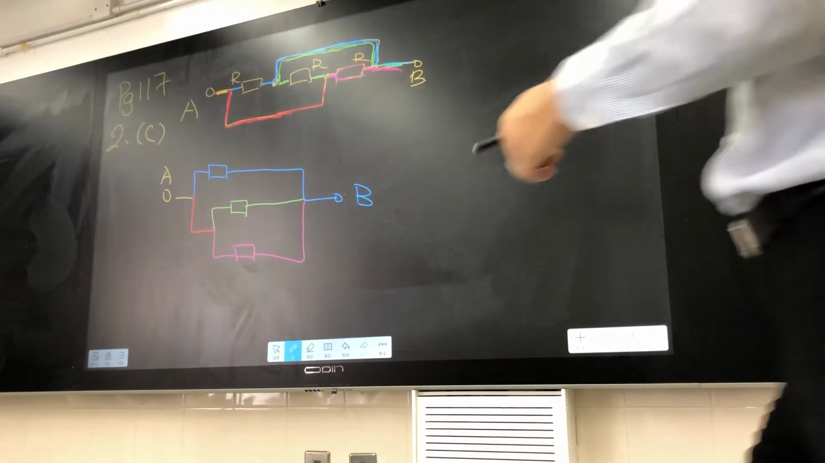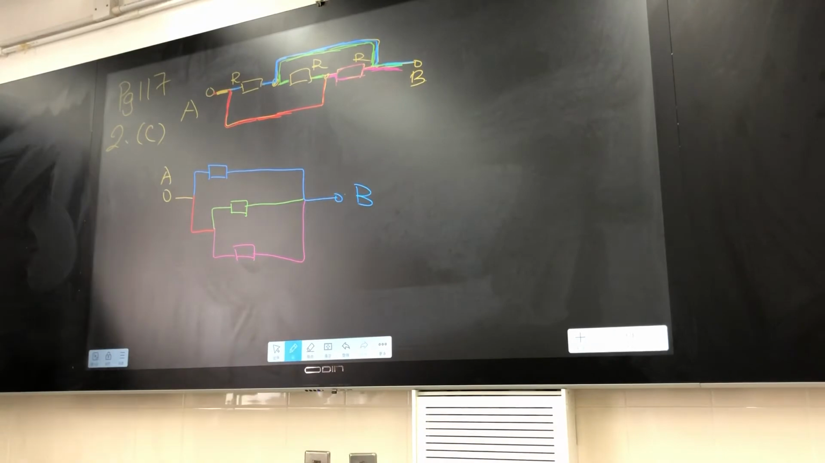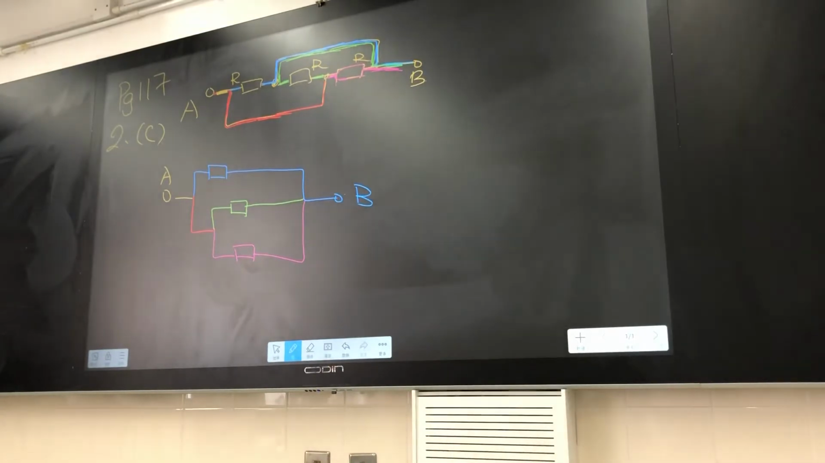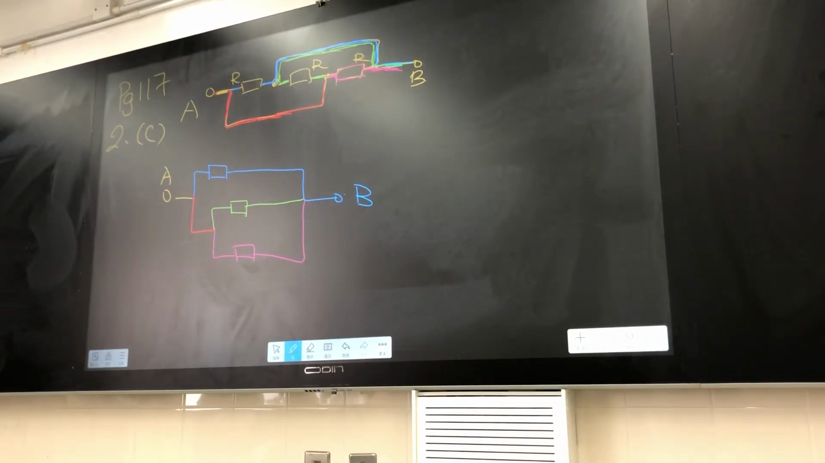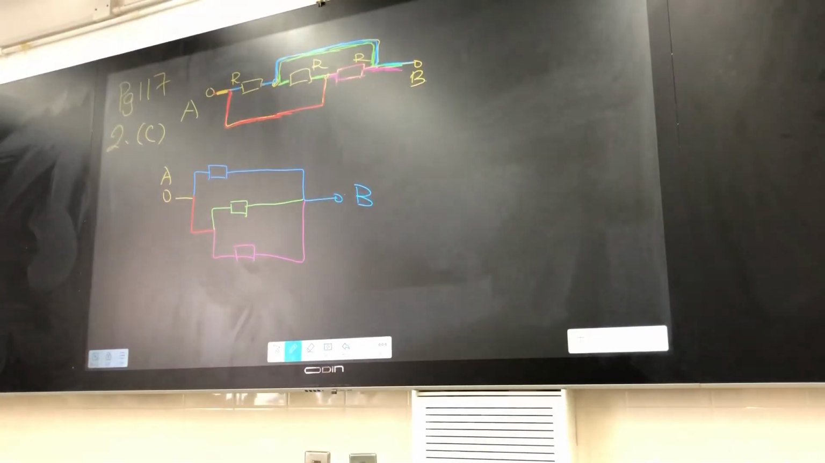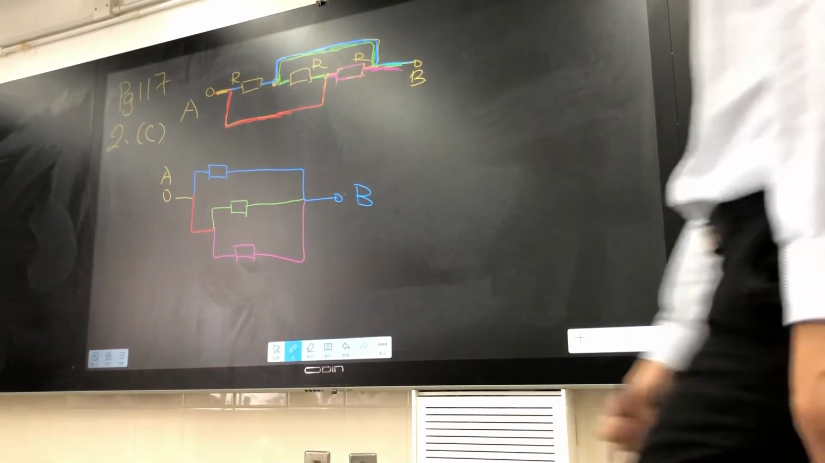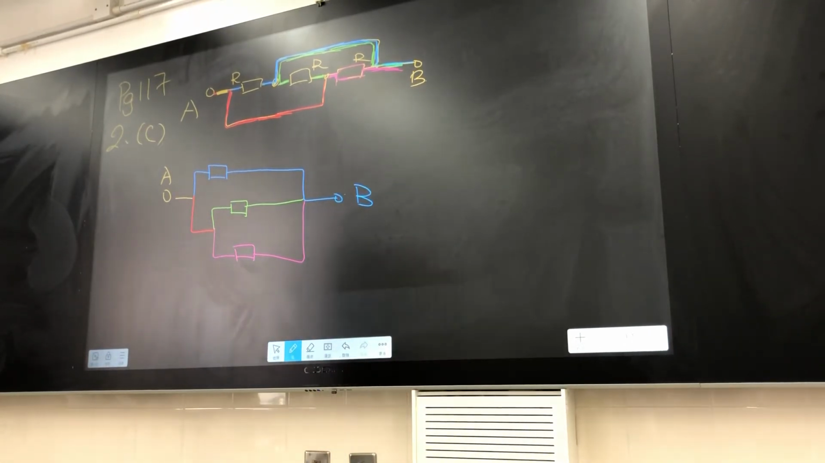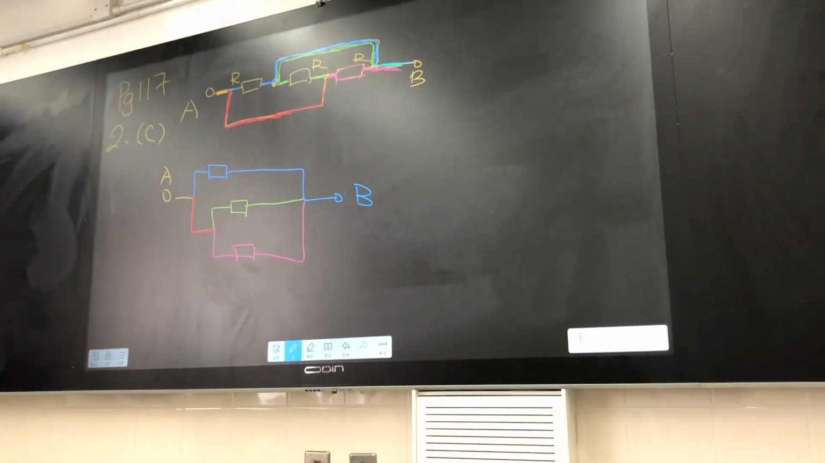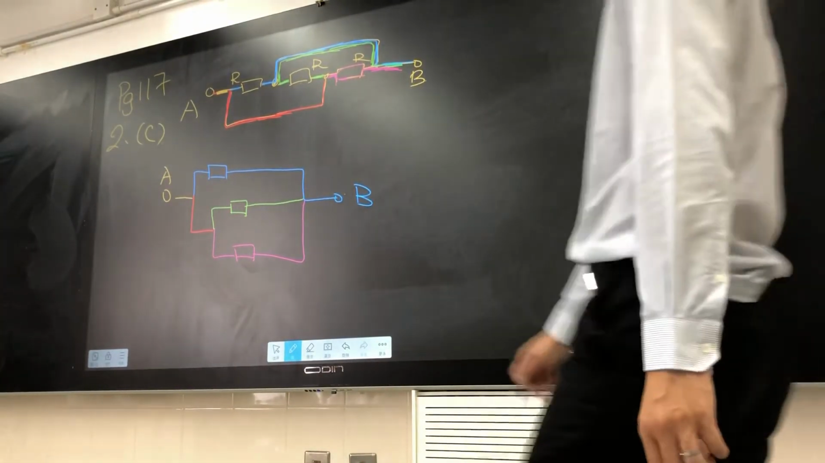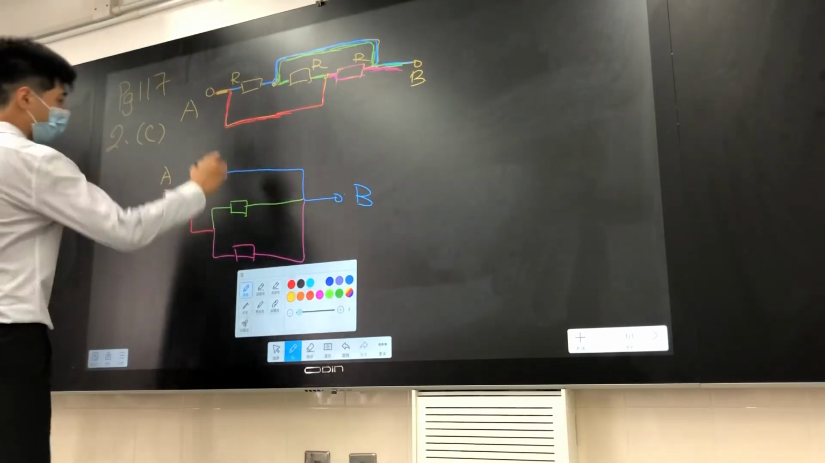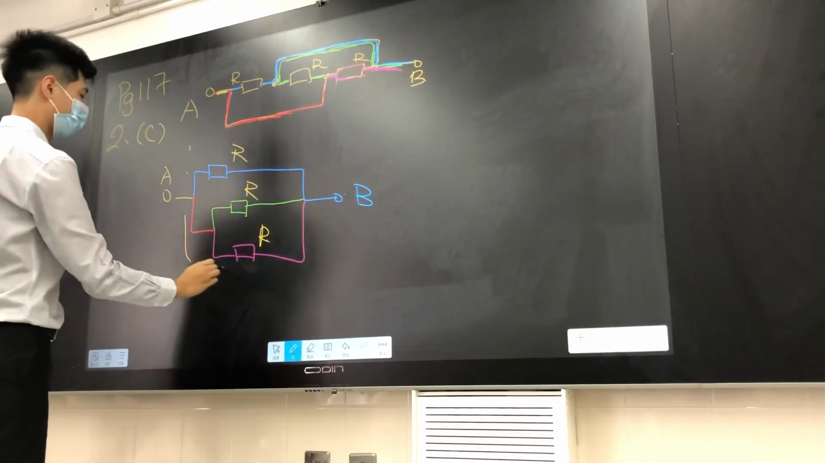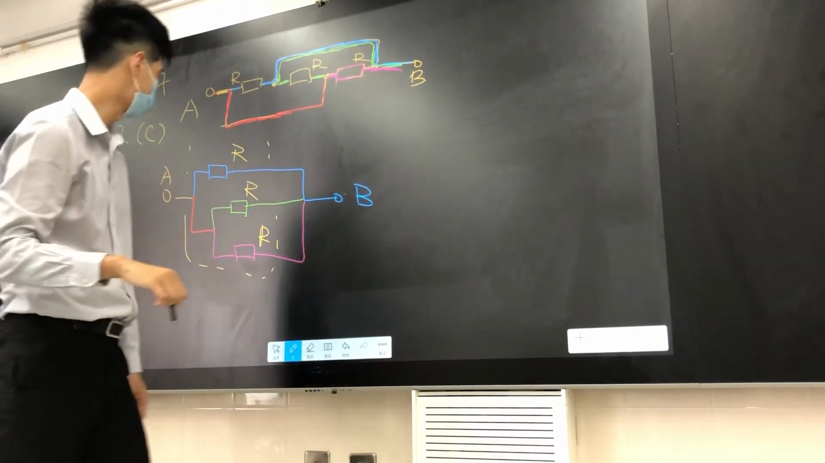So in this case, what is the equivalent resistance? What's the equivalent resistance for this case? Okay, so actually, all three are connected in parallel.